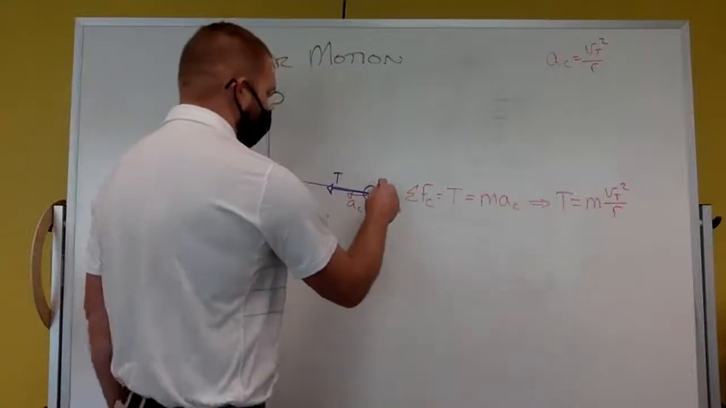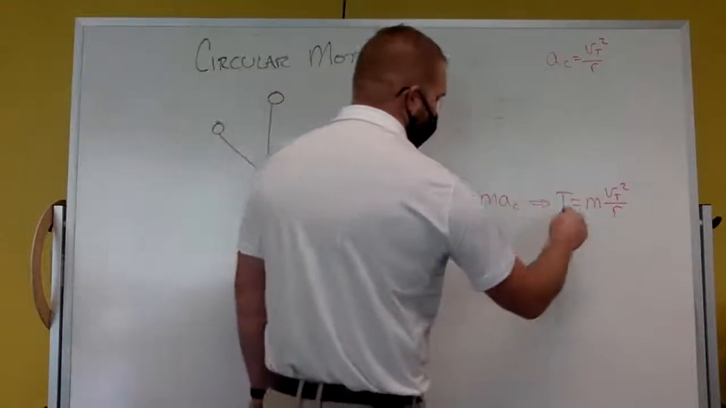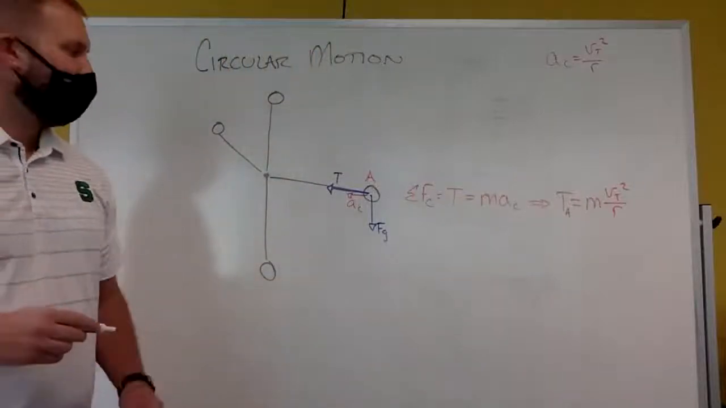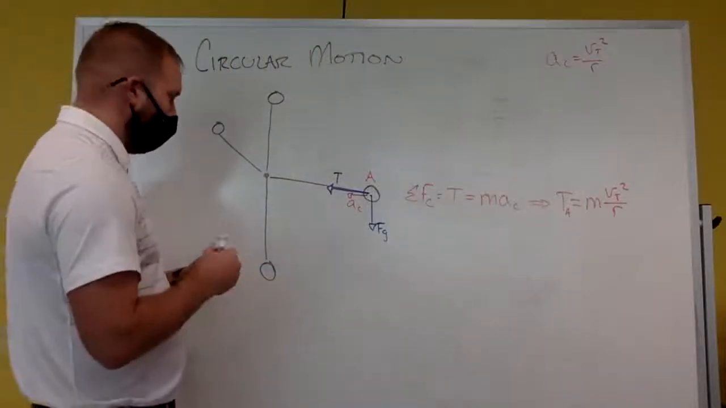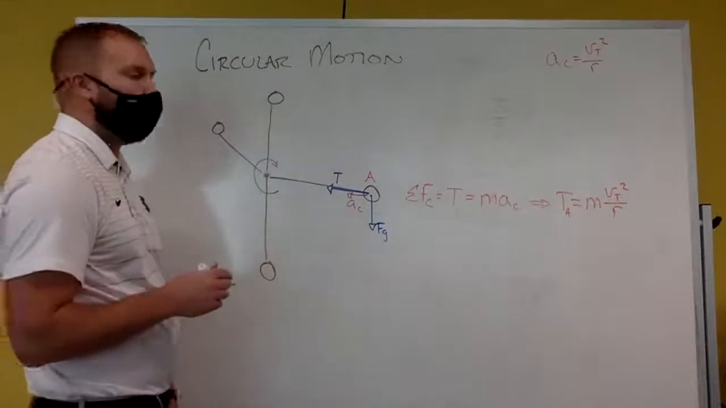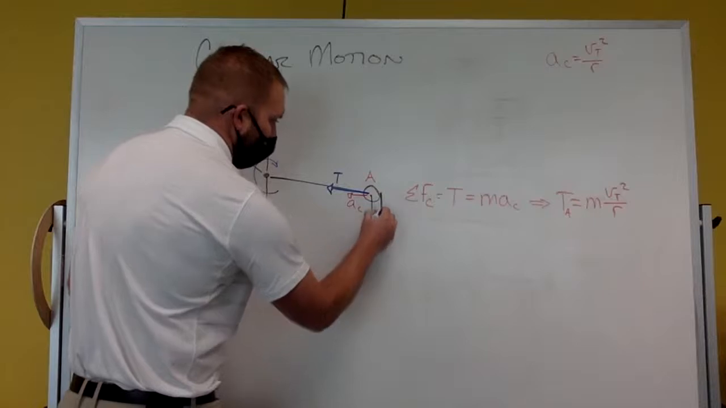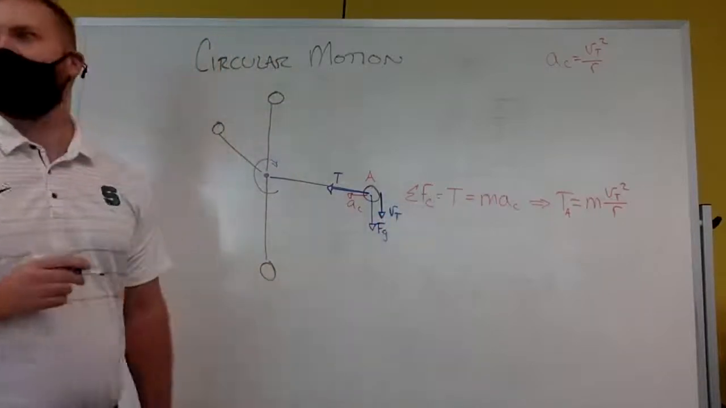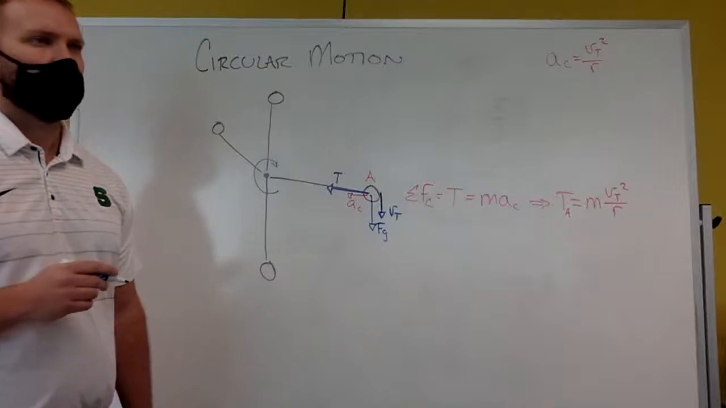So let's call this position A. So this will be the tension at A. Okay? We'll say I was going in a clockwise rotation. So my tangential velocity is downwards in this case.